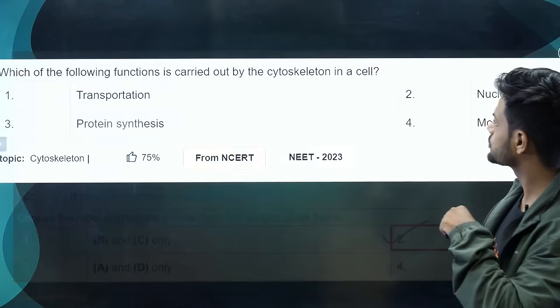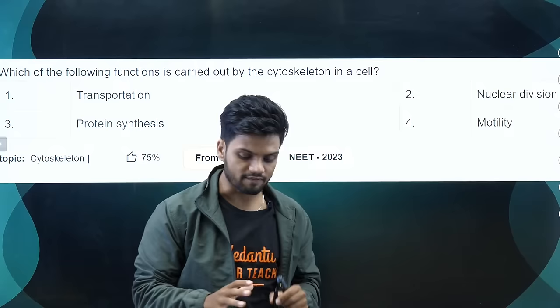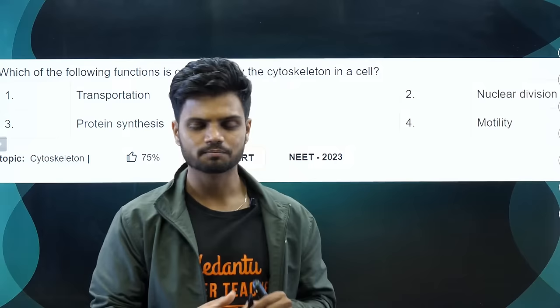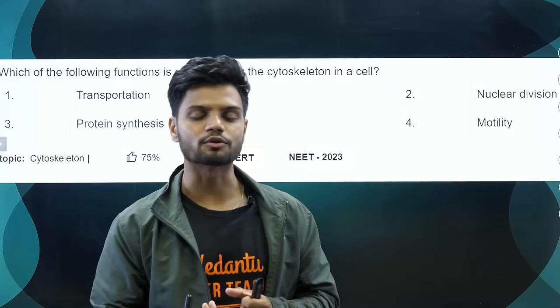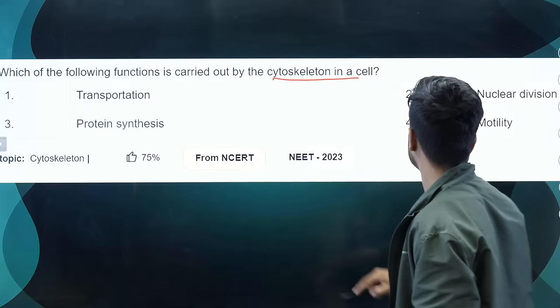Next question. Which of the following functions is carried out by the cytoskeleton in the cell? Now students, this is a very good question, because every single time when you think of cytoskeleton, you mainly focus on the structural stability it provides. But what is the other function of the cytoskeleton? That is very important, and based on that, this is the answer. Cytoskeleton provides motility.